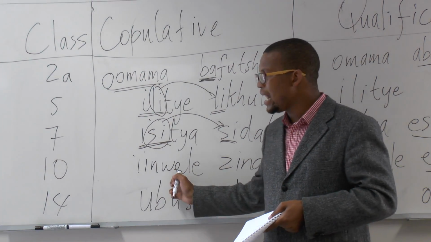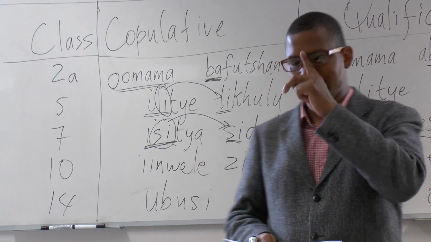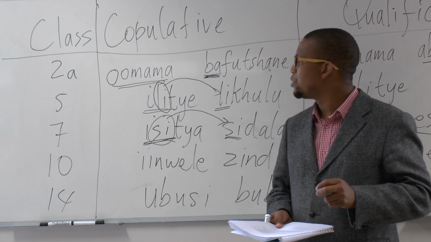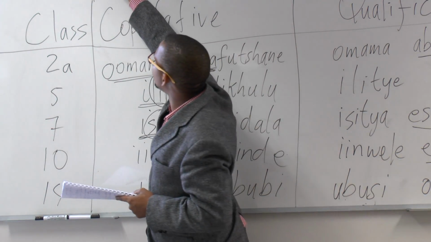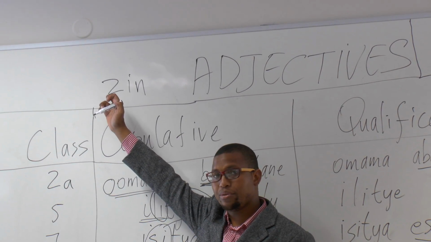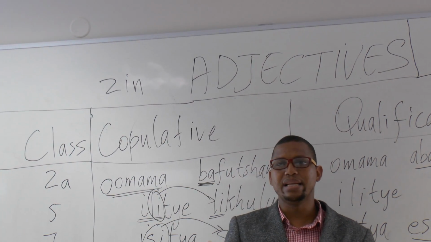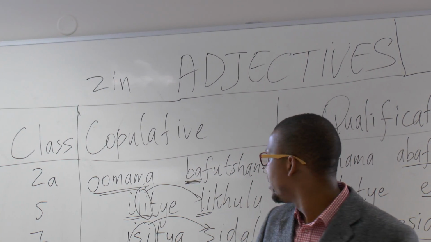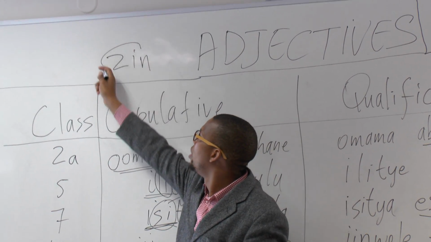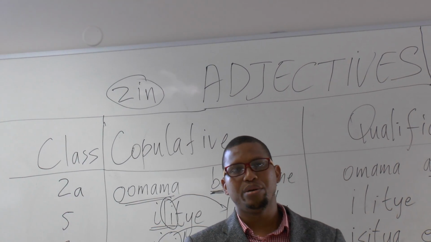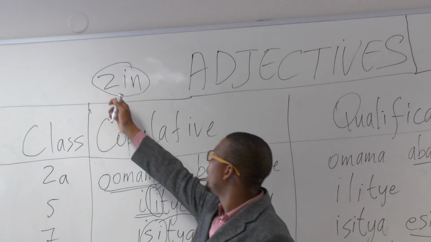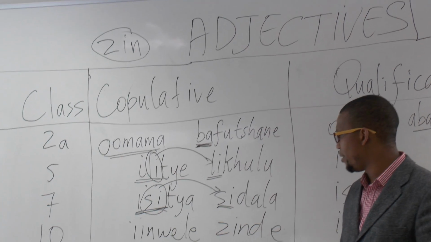The next one, class 10, is a bit tricky. You need to remember that the adjectival concord that we use for class 10 is zin. That zin means is or are. Because it is plural, this zin means are. Always, when you use class 10 together with an adjective to mean a copulative, is or are, for class 10 it's zin. Let's go back to our example.